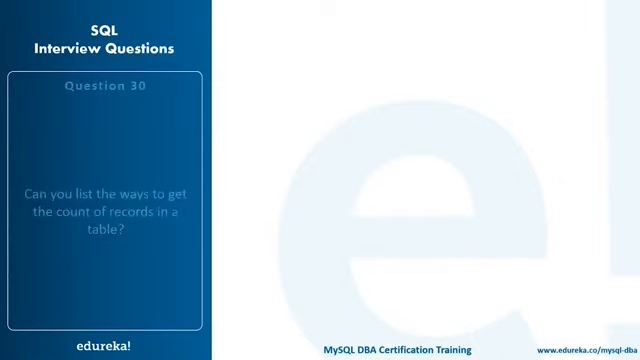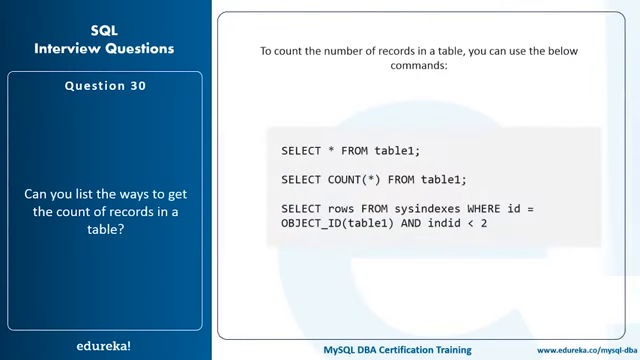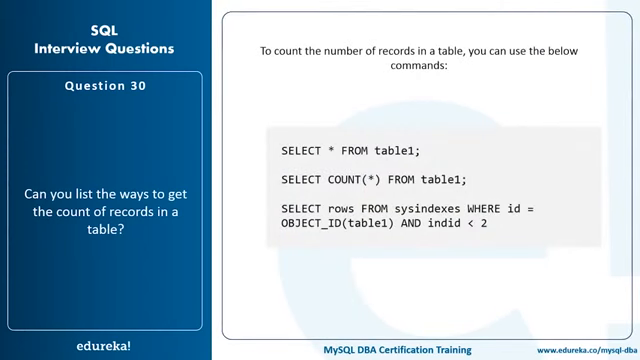Now let's move forward to our next question, that is, can you list the ways to get the count of records in a table? Now to count the number of records in a table, you can use various kinds of queries. So there are mainly three queries that I've mentioned over here, that is select star from table 1. Star means basically select all, right? When you want to select all the rows, all the records from a table, you can use star. Next, when I say select count star from table 1, that is basically you select all the records from the table 1 and then you count them.